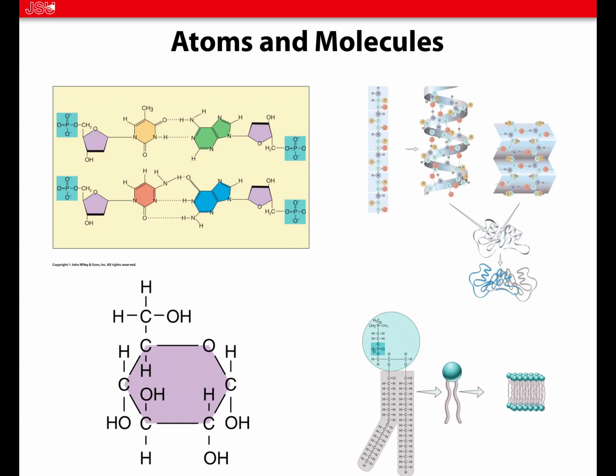And here, these are examples of the macromolecules. Starting at the upper left, that is DNA. Upper right is protein. Lower right are lipids. Lower left are carbohydrates.